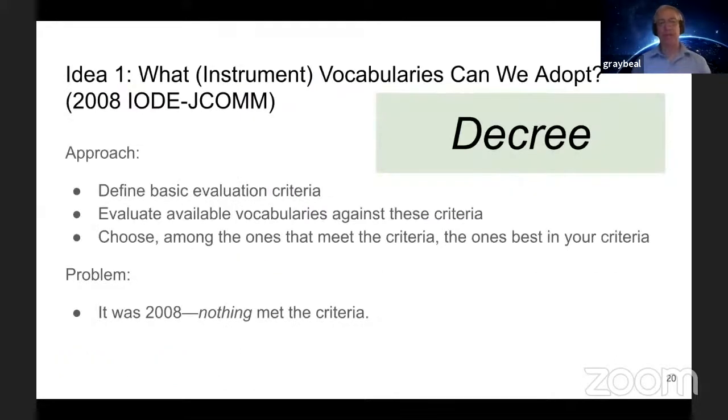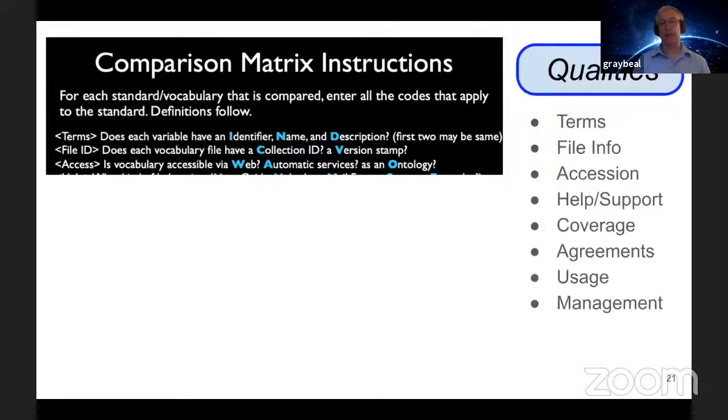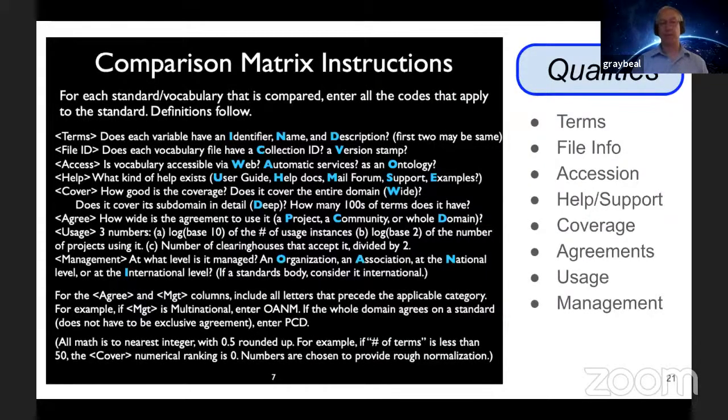So I'm going to present the ideas, approaches or projects that have illustrated some of the different ways of classifying and deciding on vocabularies. One of the first of these I was exposed to was the DECREE approach, where for a 2008 meeting of IODE JCOMM, I was defining basic evaluation criteria for a set of vocabularies and trying to evaluate the available vocabularies against these criteria. There's a whole paper of them in that one slide. A number of different qualities came up and we thought, well, pick the best ones out of the ones that met all of these qualifications.